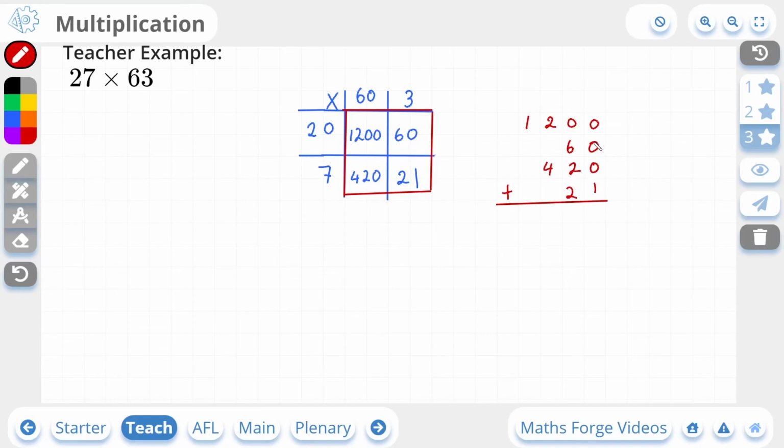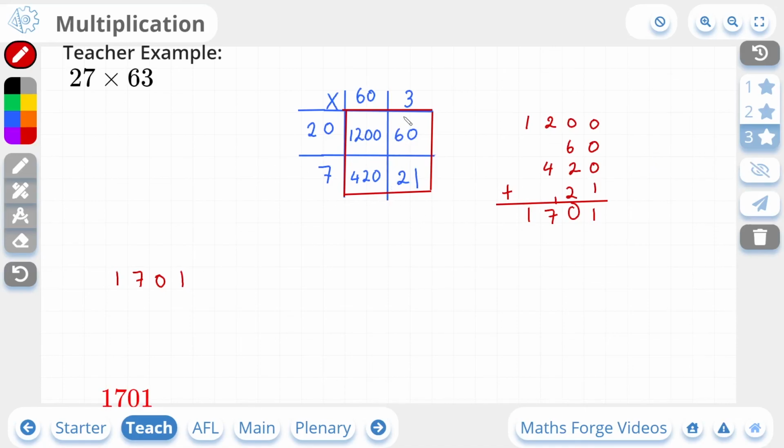So it's going to be 0 plus 0 plus 0 plus 1, which is 1. 0 plus 6 plus 2, which is 8, plus 2, which is 10. So there's going to be a 0 here and the 1 carried over. 2 plus 4 is 6, plus 1 is 7, and 1 plus nothing just leaves us with 1. So our final answer should be 1,701. Let's check our answer. There it is. And that's it for multiplication.